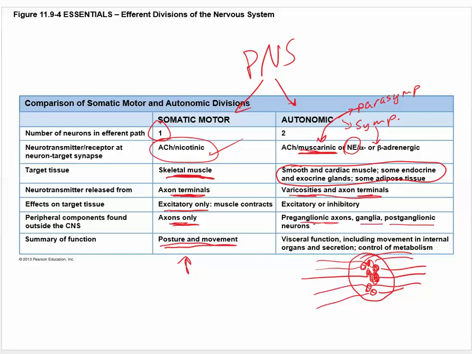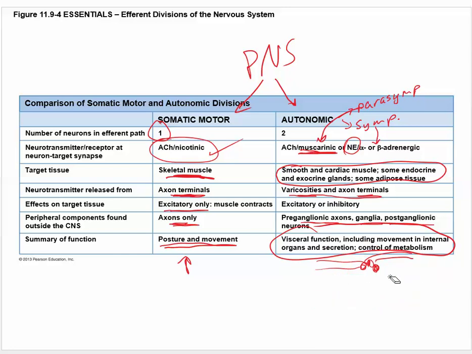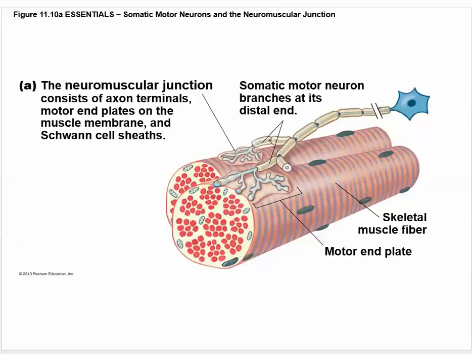Okay, summary of function of the autonomic nervous system, lots of things. Visceral function, which means organs, internal organ secretion, control of metabolism. It does all kinds of stuff. That stuff's constantly going on in you all the time. And you can't really survive without it going on. Any malfunctions can cause some serious problems. Okay, so again, staying with somatic now.